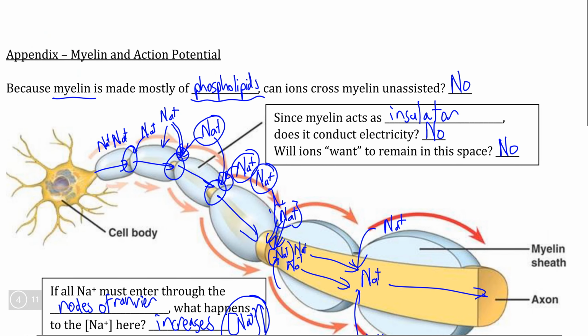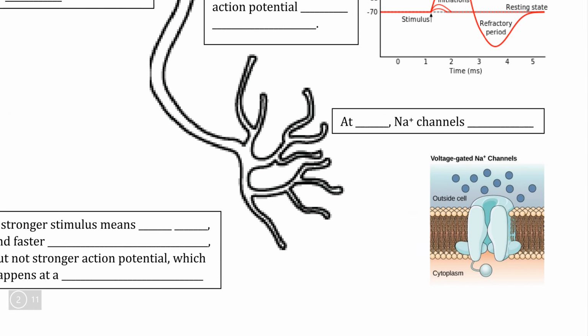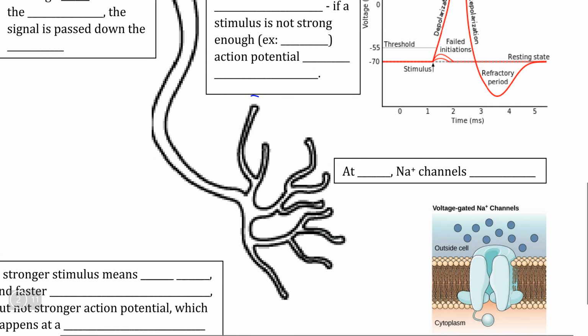This concludes our series of videos on explaining how action potential works. In the next series of videos, we're going to look at what happens to action potential when it reaches the axon terminus and how that action potential is transmitted from one neuron to the next neuron across a synapse.